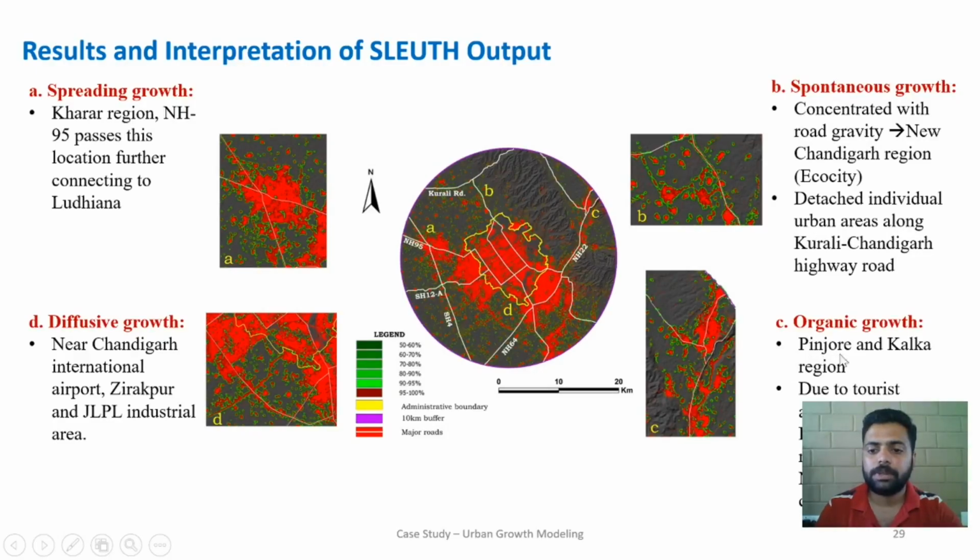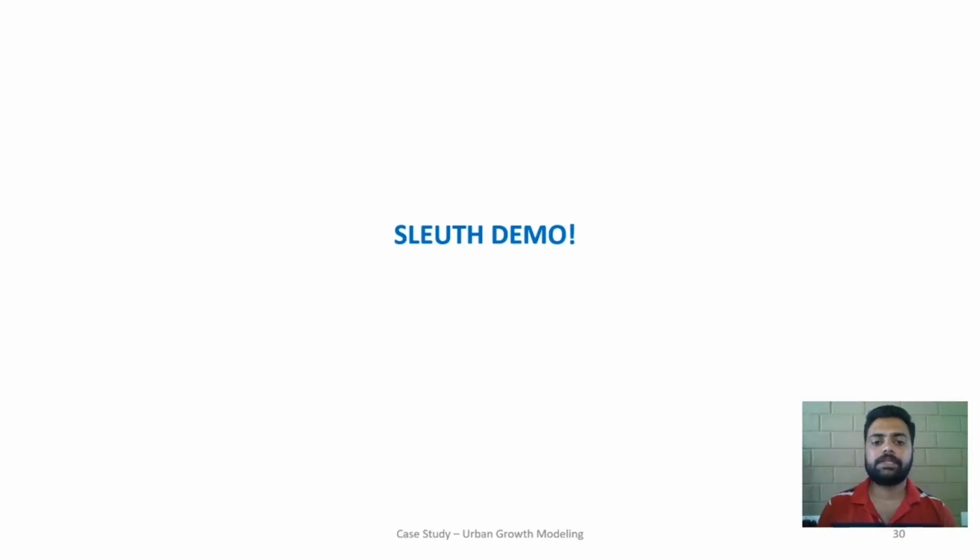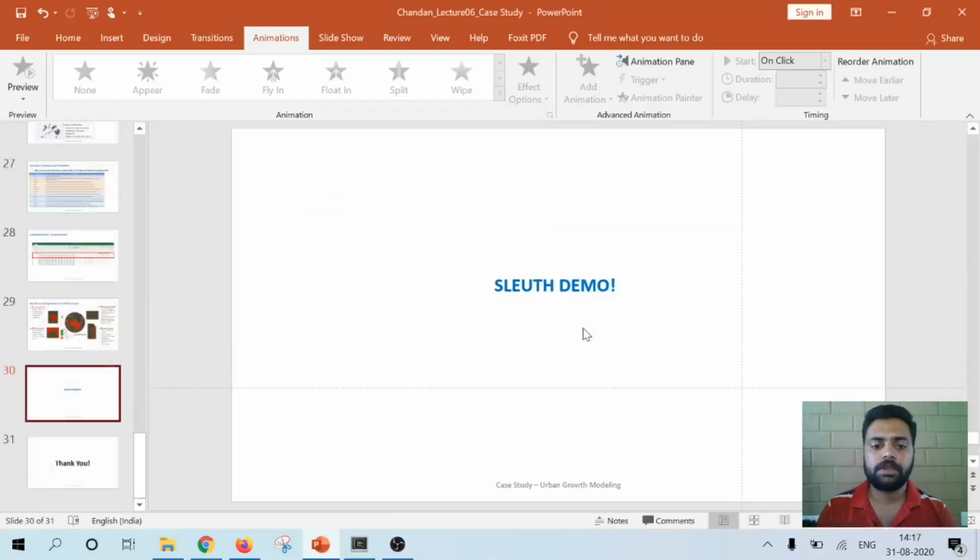So you can see Pinjore and Kalka region, and this is due to the tourist attraction of nearby Kaushalya Reservoir, and the connectivity of NH22 is also very good there. So let us see a sleuth demo now to understand how sleuth actually works.